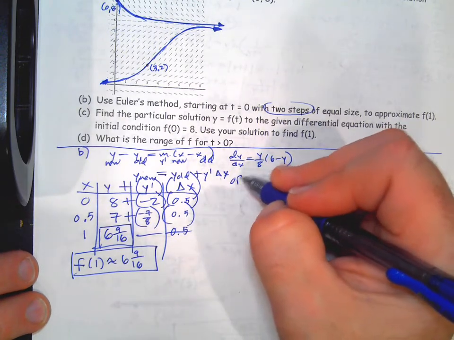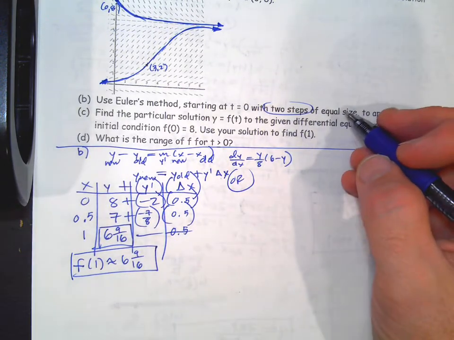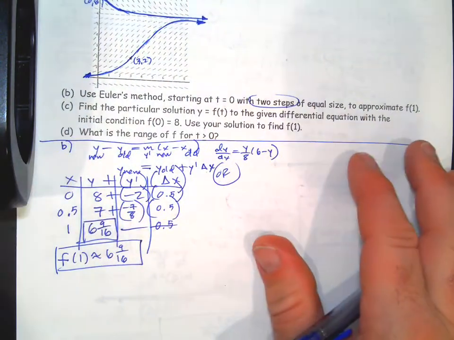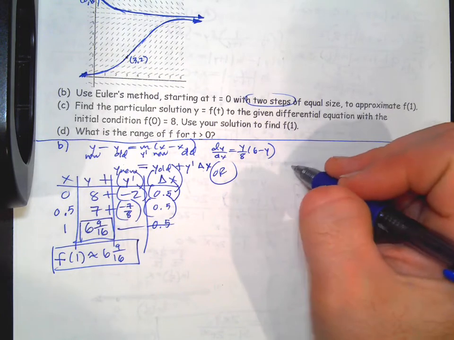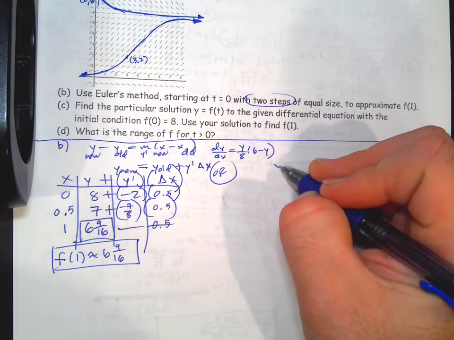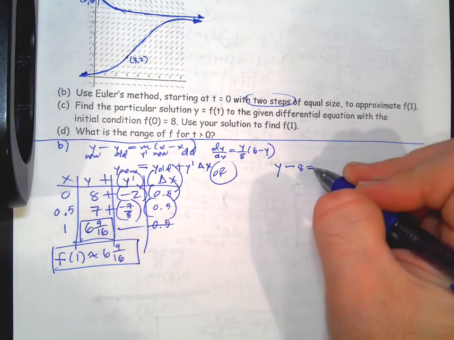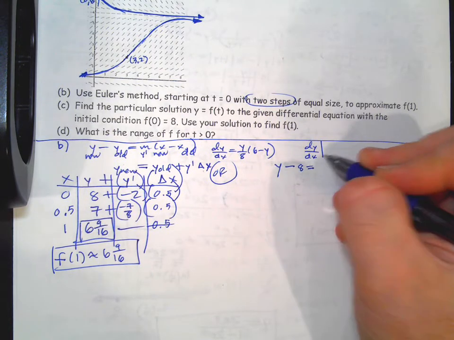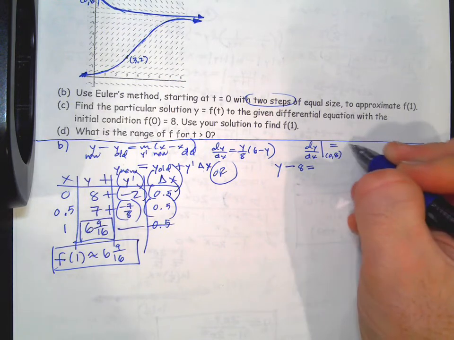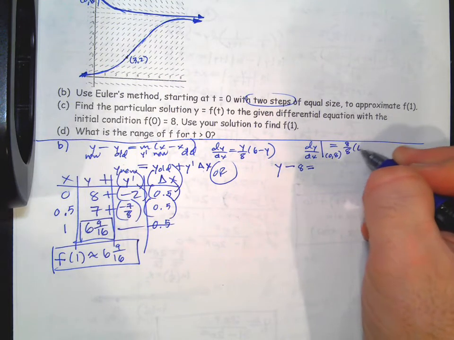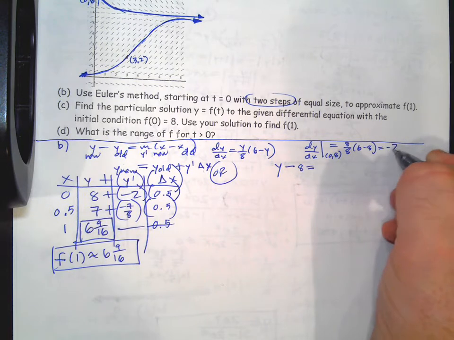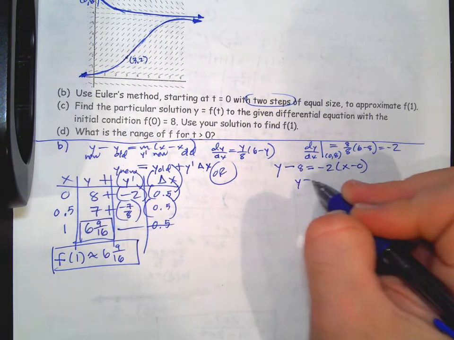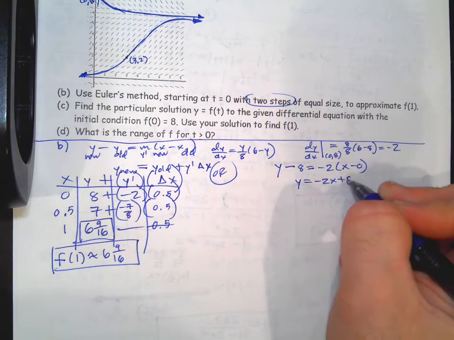Or you can just write the equations of the tangent lines yourself. It'd be the same work. I feel like the table pays off when there's a lot more steps. These aren't that many steps. So you do y minus 8 equals... I should probably find the derivative first. dy/dx at (0, 8) is going to be 8 over 8 times (6 minus 8), which is negative 2. So the slope's negative 2, x minus 0, y equals negative 2x plus 8. That's the equation of your tangent line.